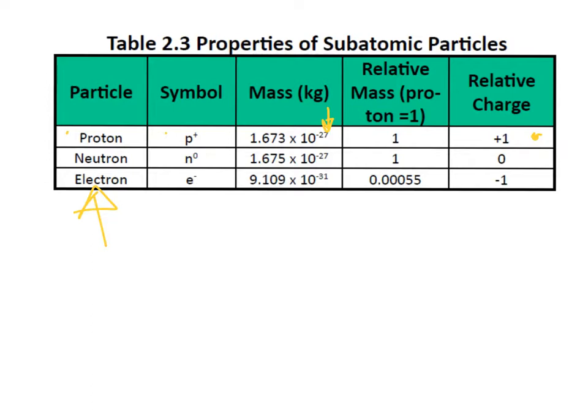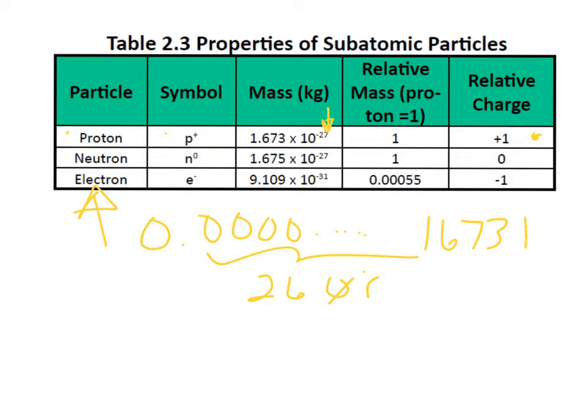So that means if I was going to write this number out, its mass, I would write it out as 0 point, and then I would have to write 0, 0, 0, 0, dot, dot, dot. I would have to write a total of 26 zeros, and then the rest of the number, 1673. That's how many kilograms it would be. So that's a really, really tiny number.